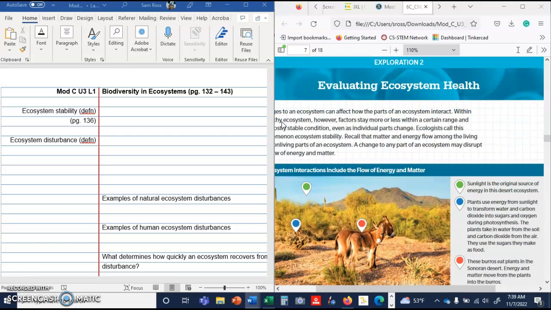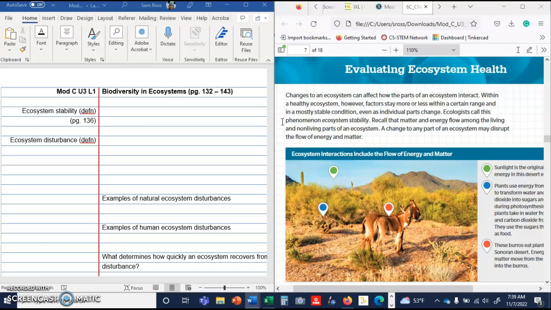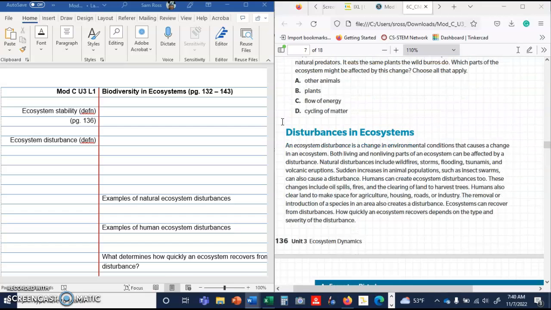So now we have ecosystem stability on 136. So this is 135. This is 136. Let's see, here's ecosystem stability. Factors stay more or less within a certain range in a mostly stable condition. That's ecosystem stability. And then ecosystem disturbance. Here we go. An ecosystem disturbance is a change in environmental conditions that causes a change in an ecosystem.